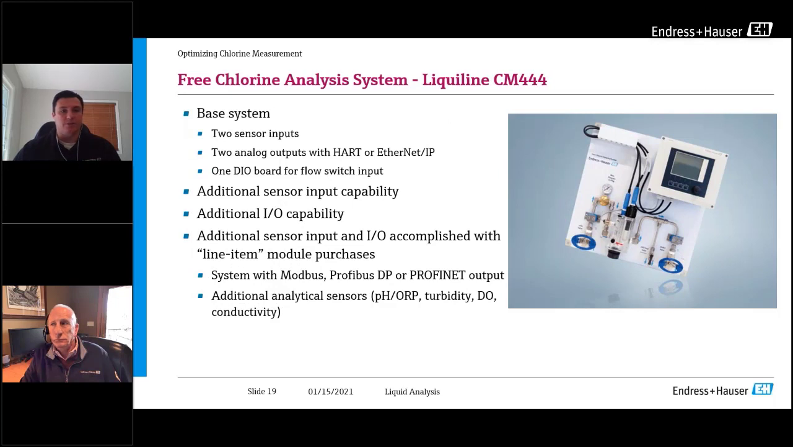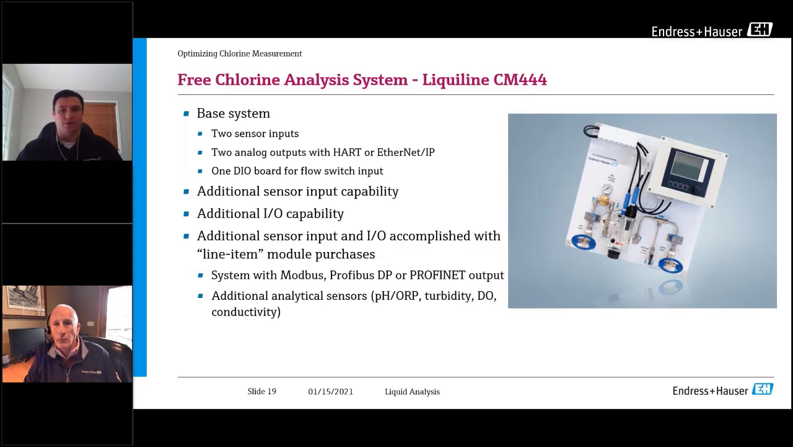The next version we have is with our CM444 transmitter. What this allows us to do, it's still going to have 2 sensor inputs, and it's going to have the 2 analog outputs with HART. In addition to that, we can also have Ethernet IP as a standard option on this panel.